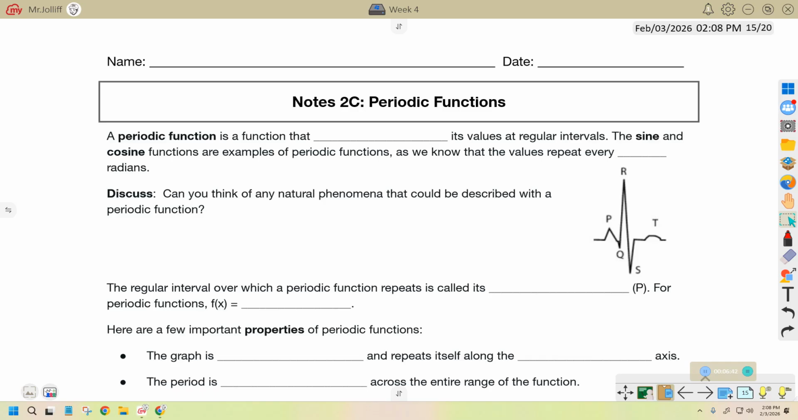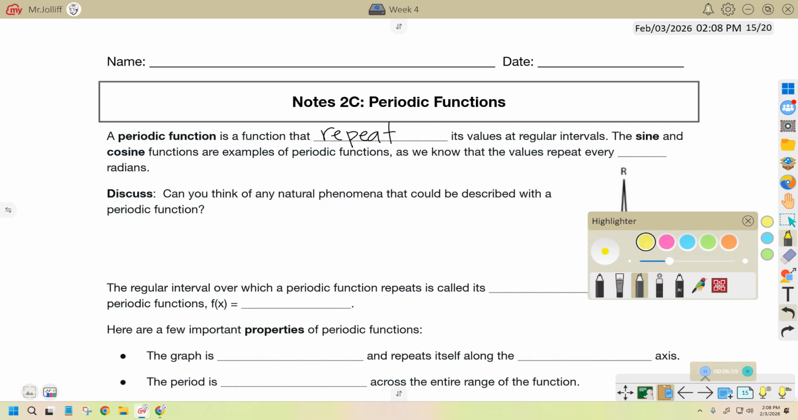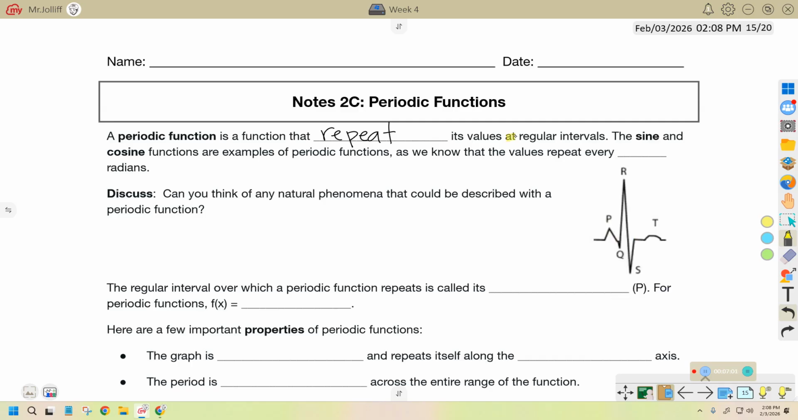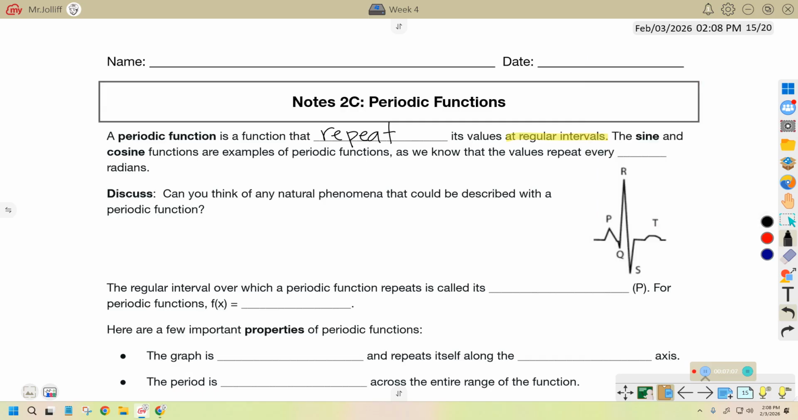Very good. So today we are talking about periodic functions. And just as we saw with our graph of sine x, periodic functions repeat. And there is an important phrase here. They repeat at regular intervals. The question is, what does that mean?